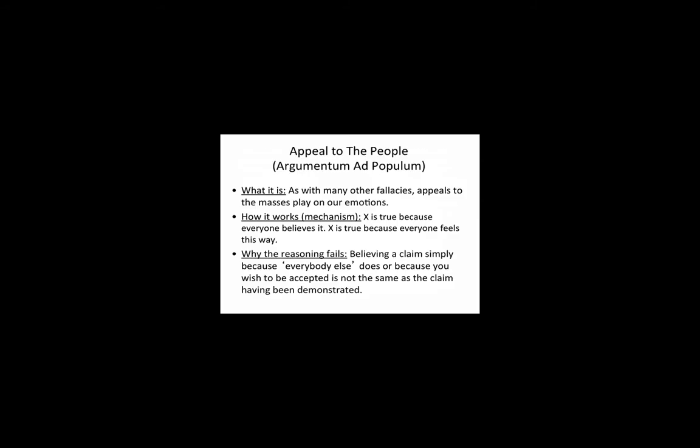Okay, the next fallacy we're going to look at is mass appeal or appeal to the people. And here, the main issue is that the arguer says, thus and such is true because everybody believes it or everyone feels it. So the truth is said effectively to be dependent on what people believe. But believing a claim simply because everybody else does or because you wish to be accepted is not the same as the claim having been demonstrated.